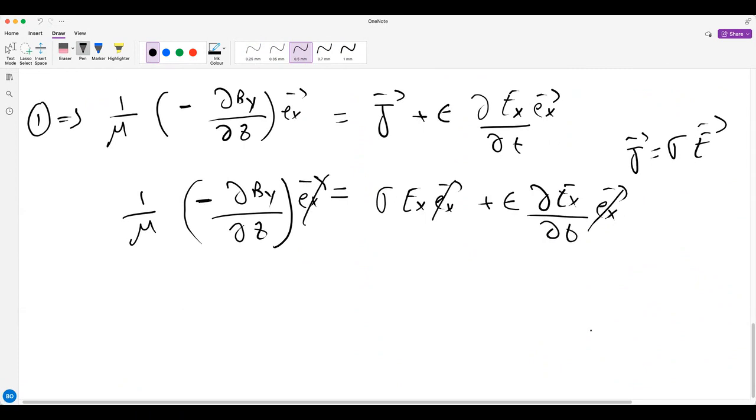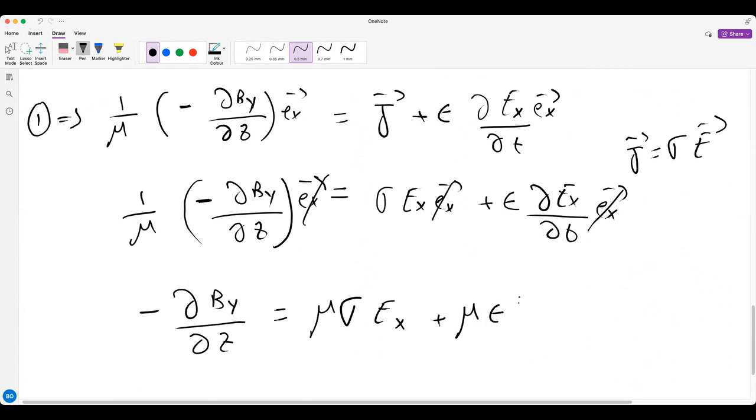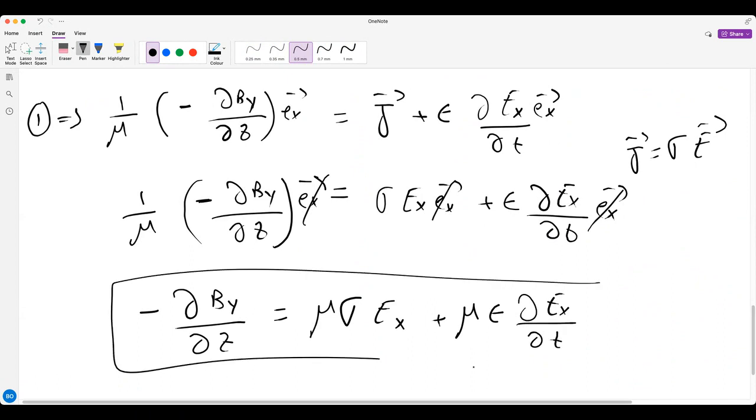The first one is this one: minus the partial derivative of By is equal to mu sigma Ex plus mu epsilon, the derivative of Ex with respect to t. This is the new Ampere's Maxwell with the simplification that I did.